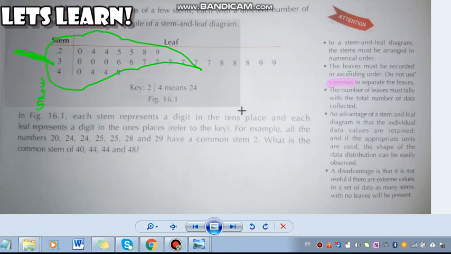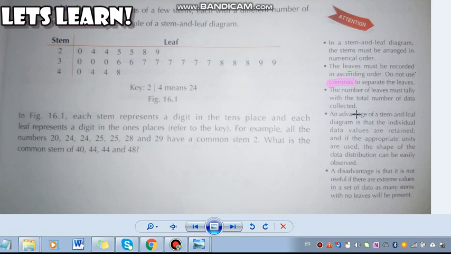So now, an advantage of a stem and leaf diagram is that the individual data are retained, and if appropriate units are used, the shape of the data distribution can be easily observed. What do they mean by this? This is telling us basically that we can see which data or which stem is repeated the most. If you see, 3 is the most common stem here. It doesn't mean that it's a common number, it's telling us the most common stem.